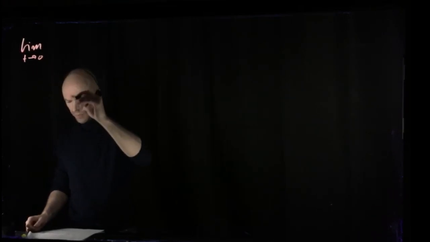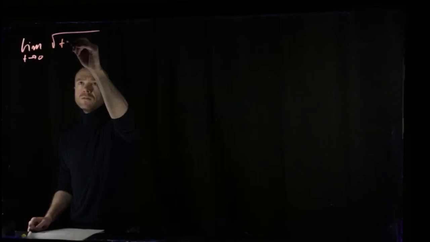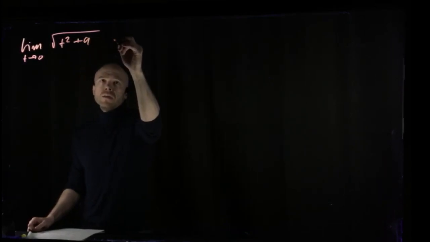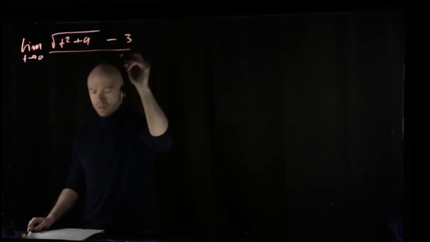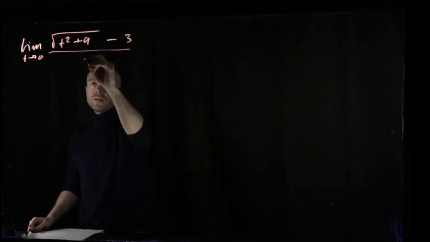So, at the end of the first lecture we discussed the concept of limit. We motivated it with the discussion of tangents and velocities, and now we're going to start to get to know this concept a bit better. So we'll start with the following example. Let's try and understand this limit as t goes to 0 of the square root of t squared plus 9 minus 3, over t squared.